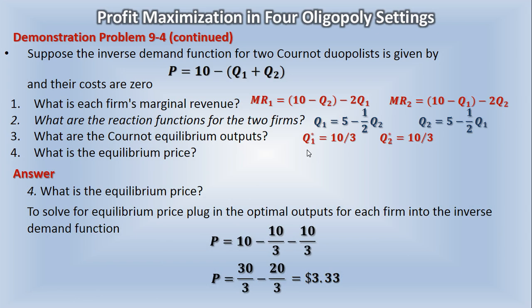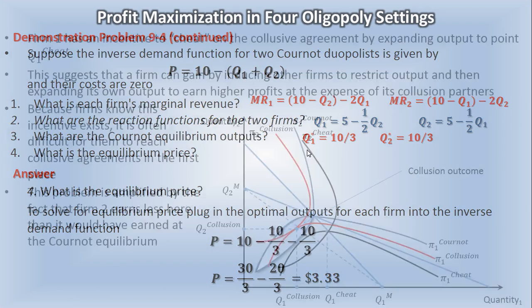And then to solve for the price in the market, the price is going to maximize both firms' output. You plug both of their outputs into the inverse demand function, and that gets you the price for that market.